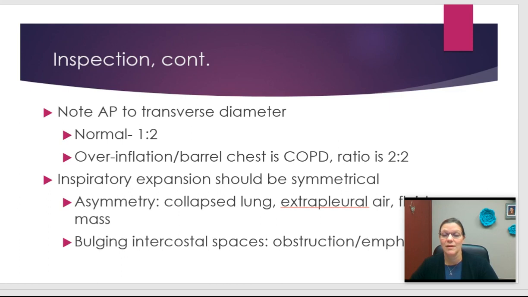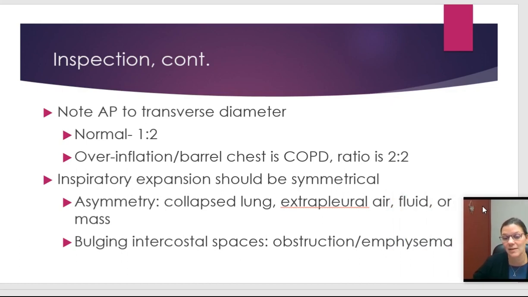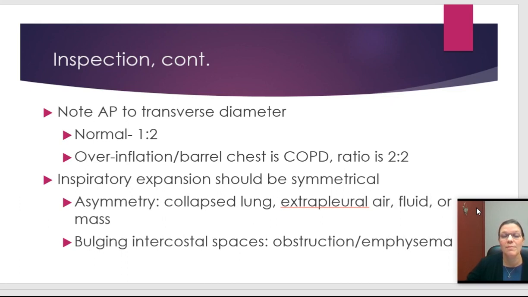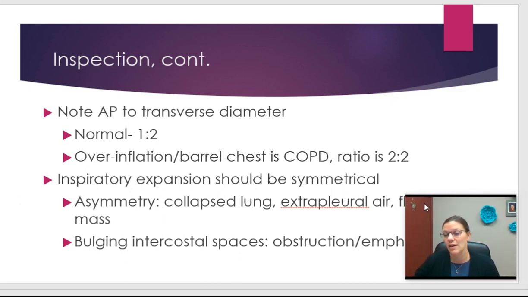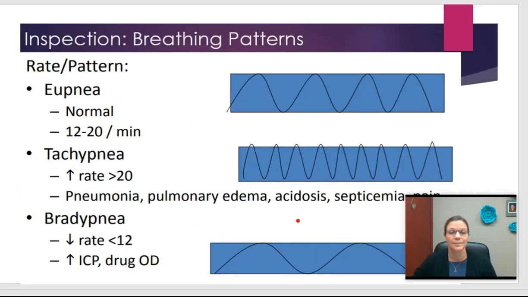If there's asymmetry, that means maybe there's a collapsed lung, or extrapleural air, which just means air out of the lung space. And it could even mean that there's fluid or a mass, like cancer or a tumor. It could be a non-cancerous tumor. If you have bulging intercostal spaces, that usually means there's an obstruction or emphysema. Here's a picture to help you see AP to transverse. So this is about half as deep as it is wide. And then in a patient with barrel chest, it's about the same depth as it is width.